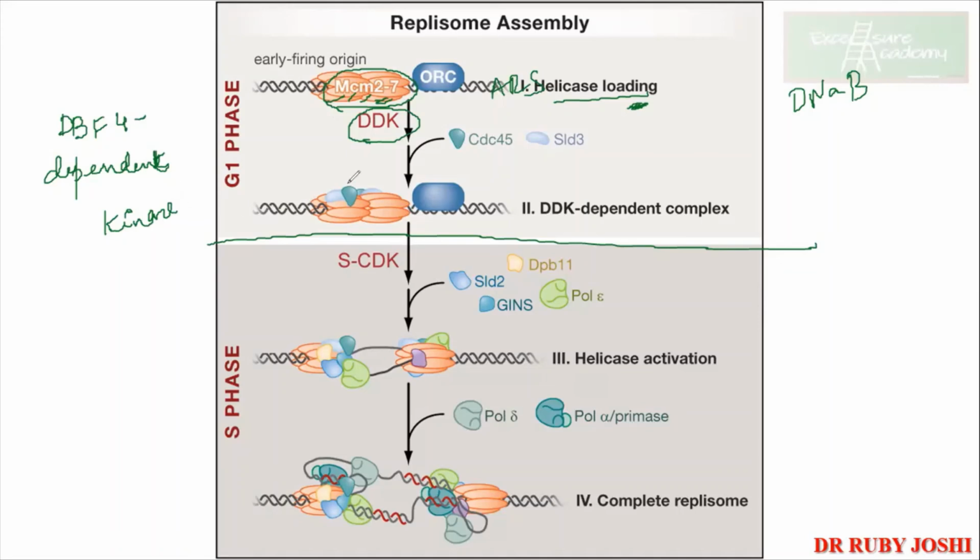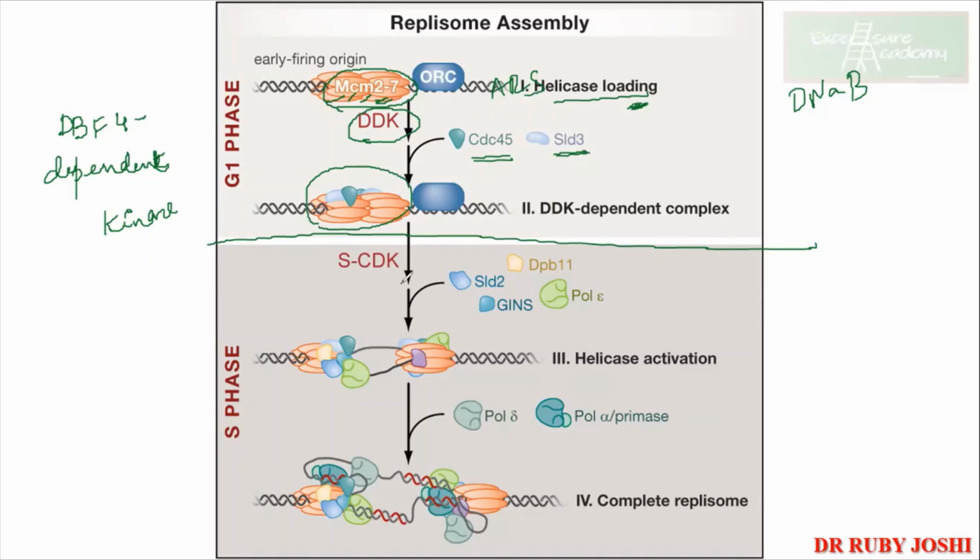Okay. So now DDK is helping in the recruitment of your CDC45 and SLD3. Now CDC45, again, is cyclin dependent, 45, okay? So they are part of your cell cycle regulatory proteins. Now what is happening? The complex is being formed. Can you see? On to the MCM2-7, CDC45 and SLD3 are coming and binding to the helicase. So what exactly is happening? They are going to help in the helicase activation.